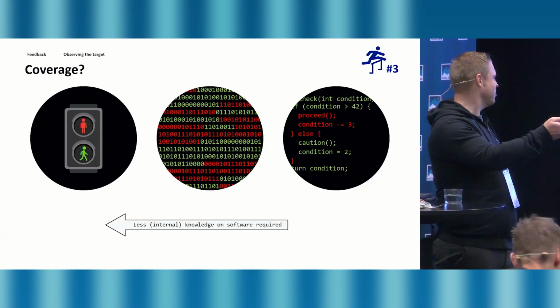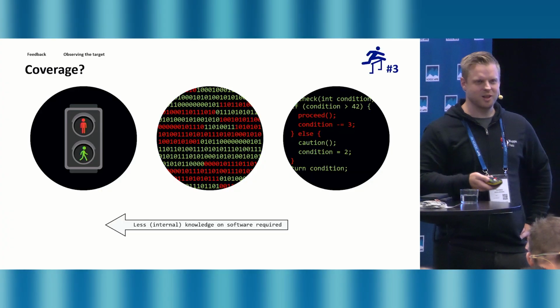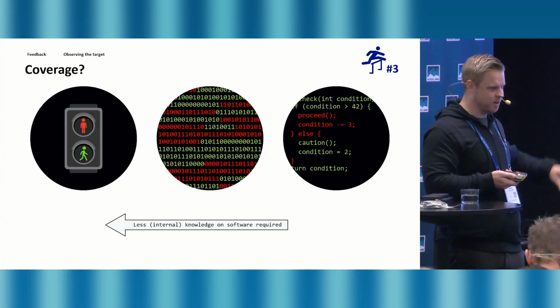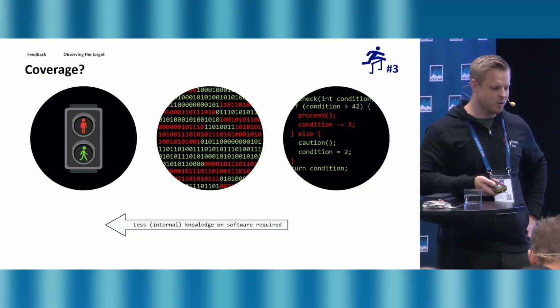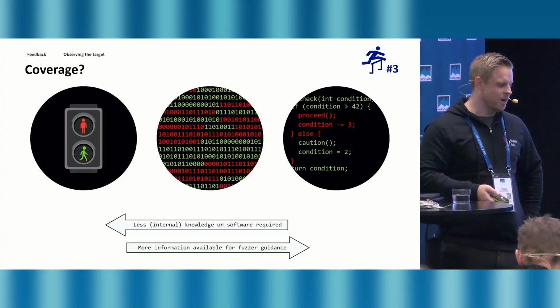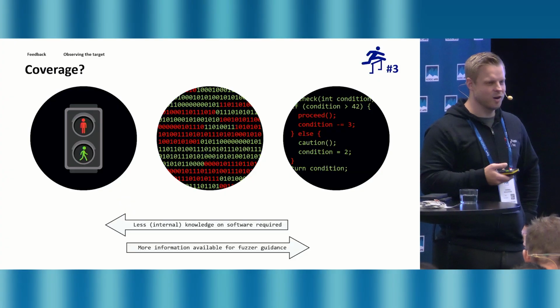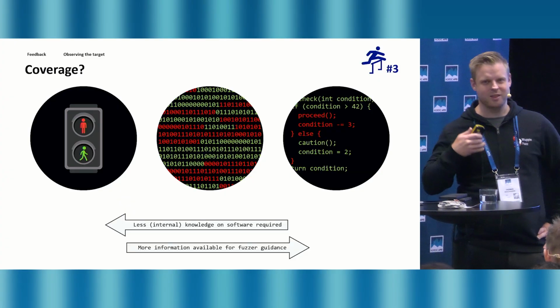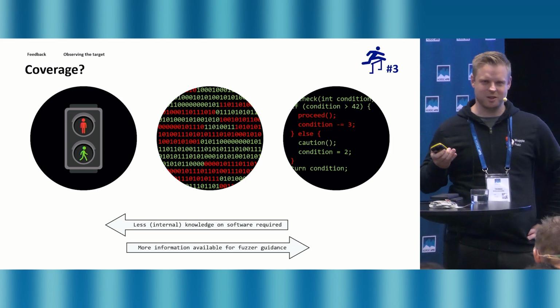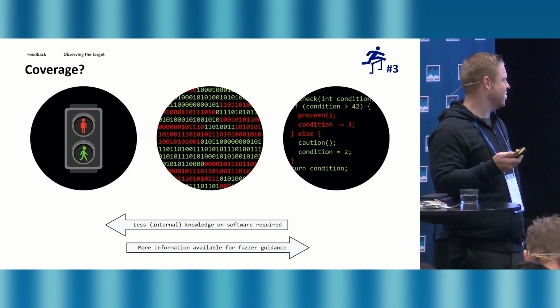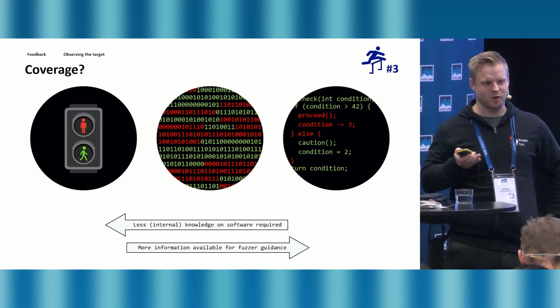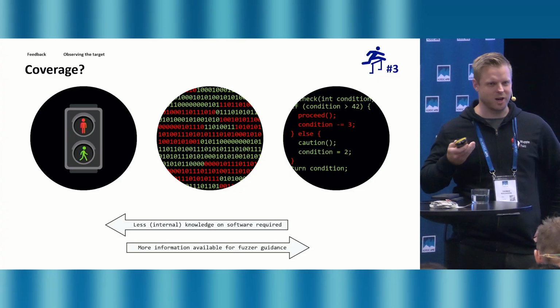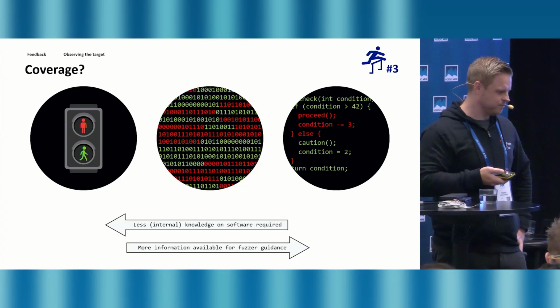If you go right to left, the nice part is you need less knowledge. It's also way easier to set up in a black box manner than if you're testing white box. If you go left to right, there's more information available that you can actually use to enhance your fuzzer, enhance the mutations that the fuzzer generates, and try to get deeper into your business logic and trigger those more complex bugs that you're after.